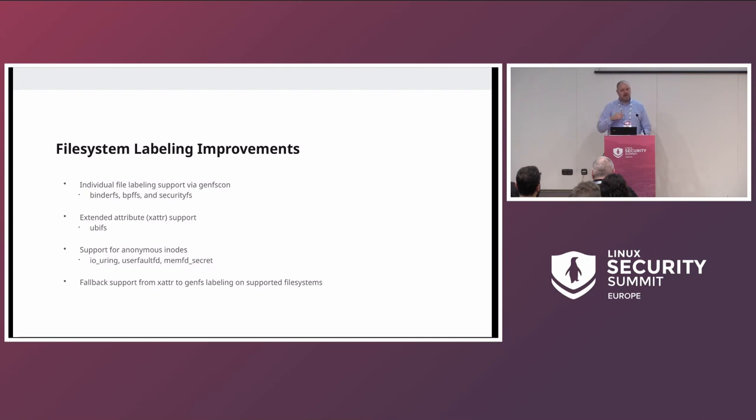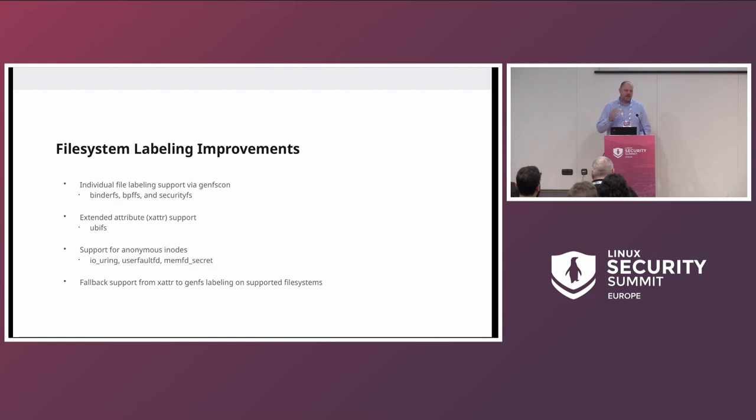We support anonymous inodes, which is a kernel concept, which probably doesn't make a whole lot of sense from a user space perspective, but it's what backs io_uring, userfaultfd, and memfd_secret. We added support for that so that when you do use these functionalities in the kernel, you can label them with SELinux, you can do type transition rules, all the things that you'd expect to do.